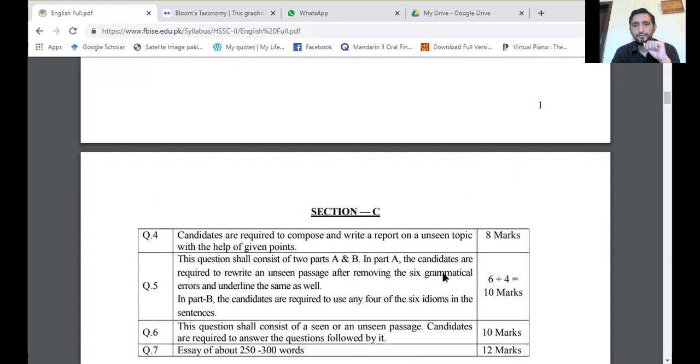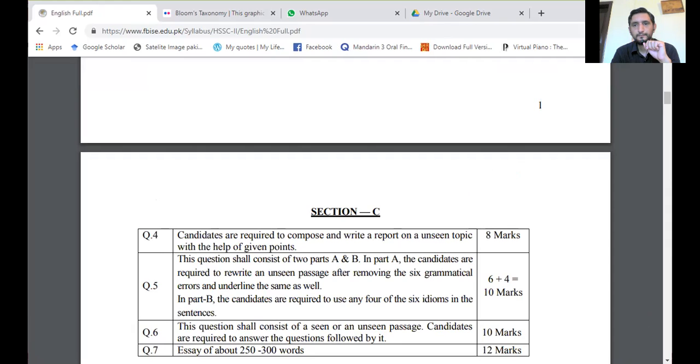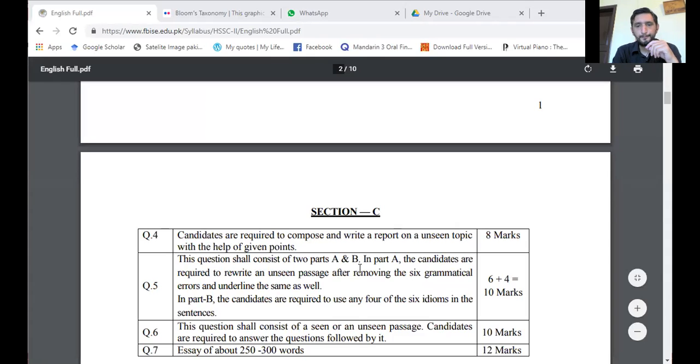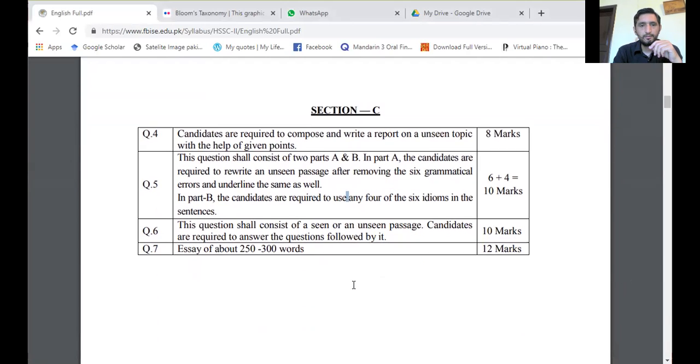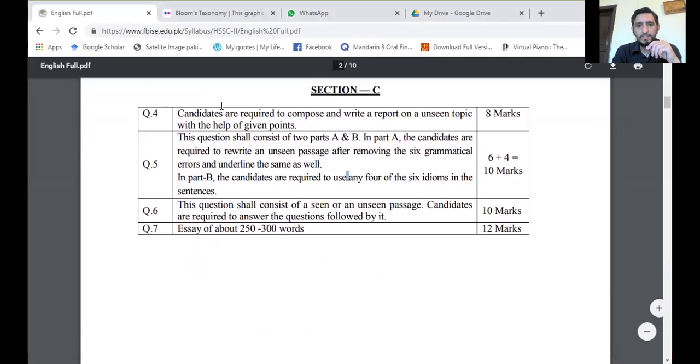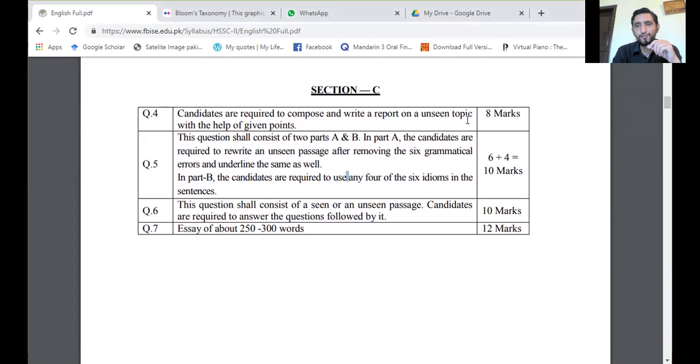Now we go to section C. Candidates are required to compose and write a report on a chosen topic with the help of given points. Now this is something very interesting, report writing.